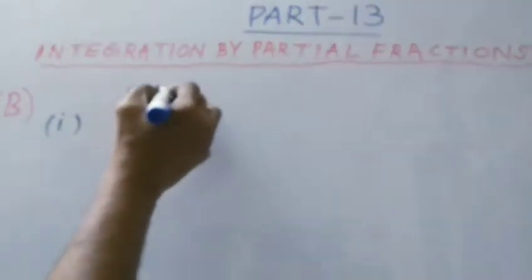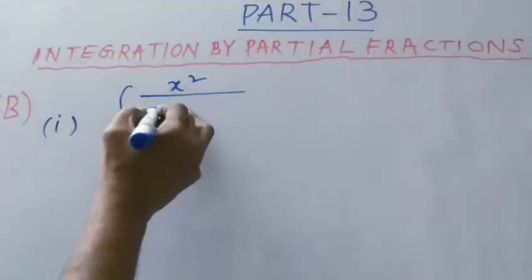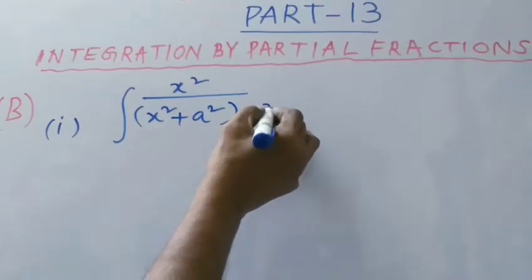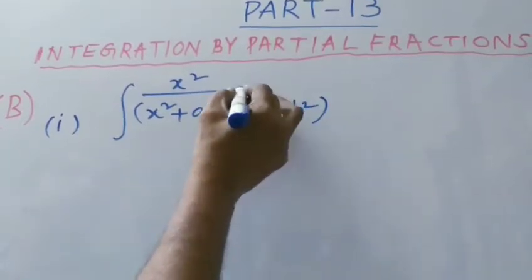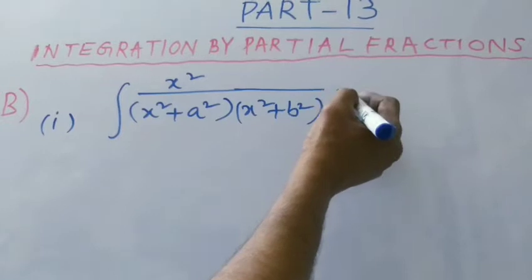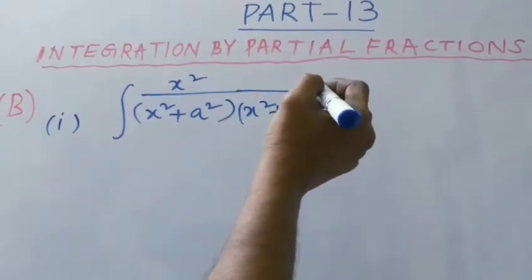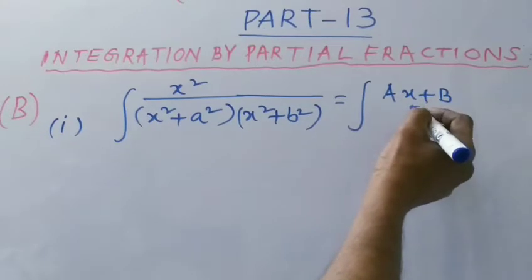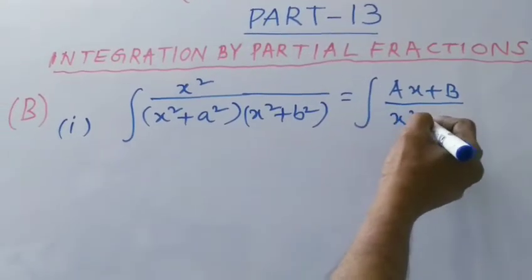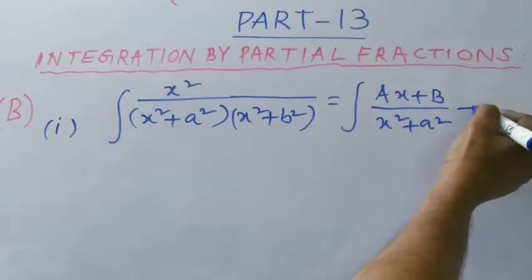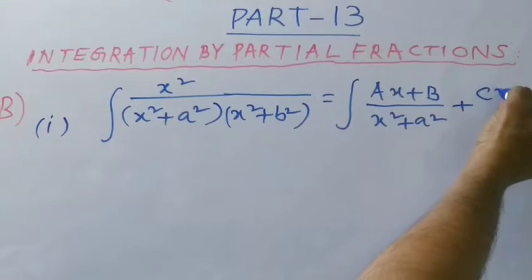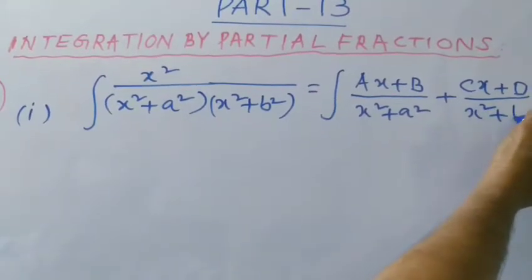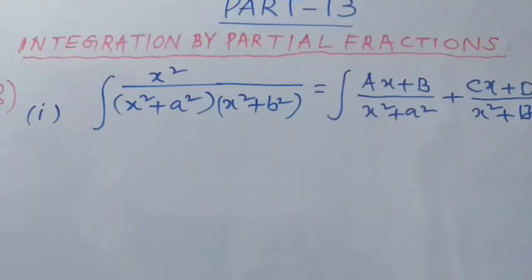integral of x square by x square plus a square into x square plus b square is equal to, split into partial fractions like this, integral of ax plus b by x square plus a square plus cx plus d by x square plus b square, whole dx.